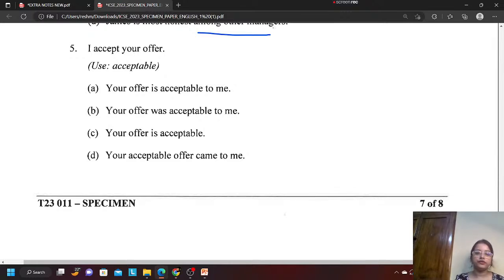I accept your offer. Acceptable we have to use. Same thing can come in a different way. These days it is coming. Accept is your verb form. Acceptable is the adjective form of the verb. You can use the adjective form or the noun form of the verb. Okay. This is number 5. Mayank, why suddenly have written, yes, 3C.